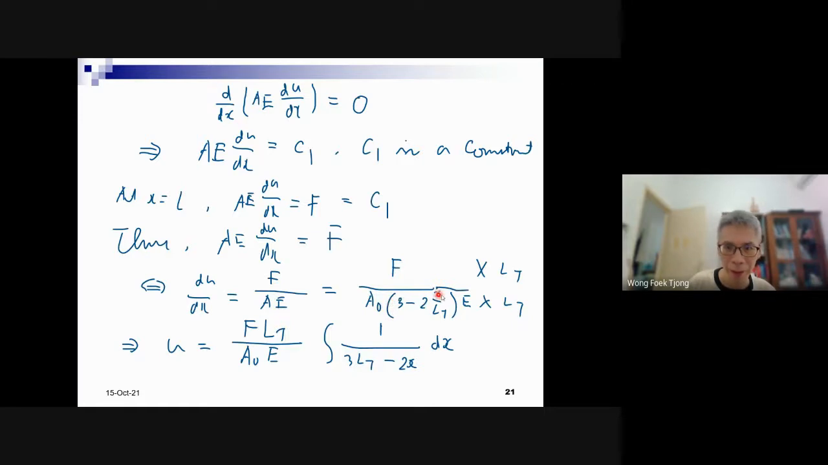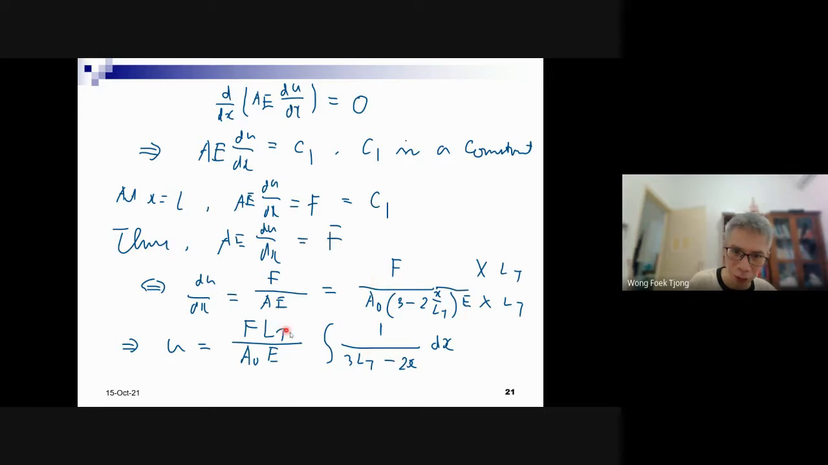And then let's multiply by LT on the numerator and denominator, and then we get this. And then integrate. These are constants, so we can put the constants outside. F is constant. LT, A naught, E. Integrate this one. Integration of this is multiplication by LT. We get this one, right?